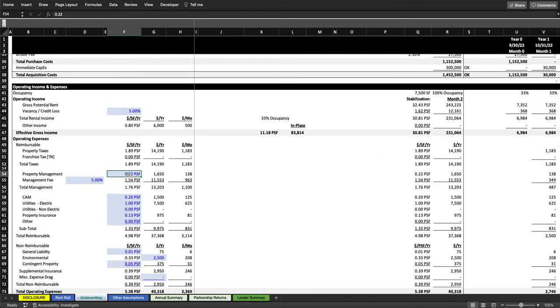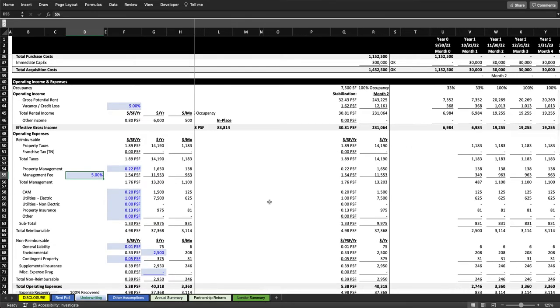So that is property management, and then there's an additional management fee, which you can set to 0. You could set this to whatever you'd like, and this is actually pulling a percentage of the effective gross income. And you can also tie this into the fee that the general partner is getting on the partnership returns tab, which I'll walk you through later. But that gives you the total management fee.